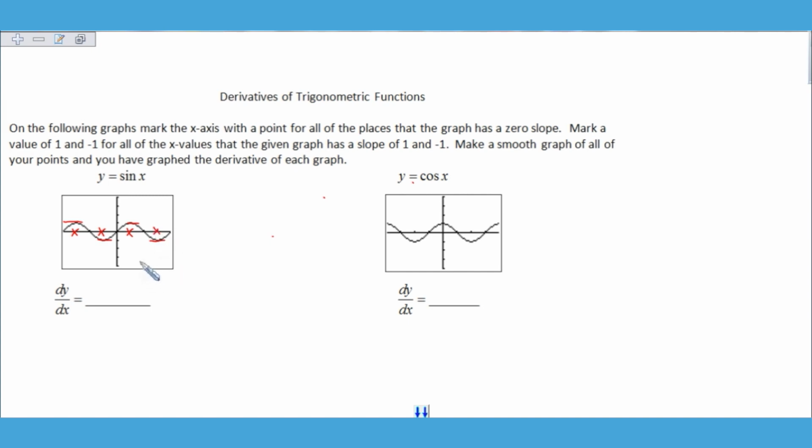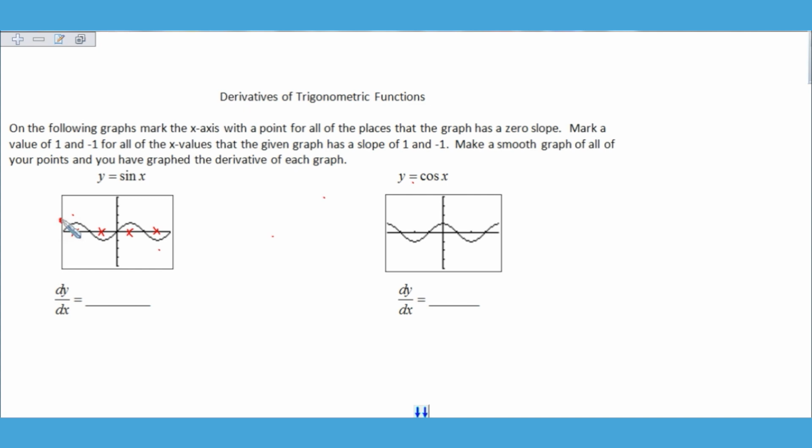And then I'm going to have to guesstimate just a little bit. It says now, mark a value of 1 and -1 for all x values where the given graph has a slope of 1 and -1. So we're going to get on that same board and ride the board again, and figure out where it would have a 1 or -1 slope. If you drew a tangent line right there, that would probably have a slope of 1, so I'm going to put a value of 1.